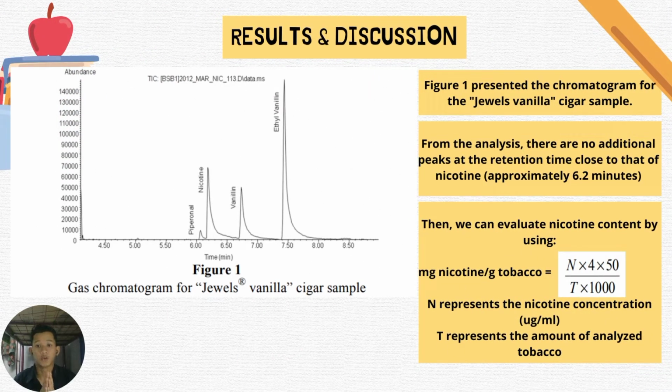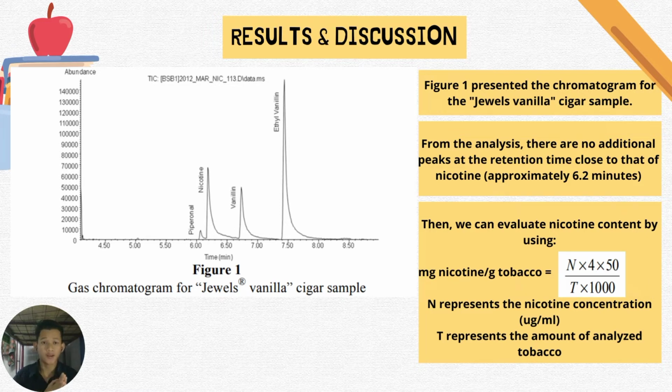Okay, we continue to the results and discussion part. As you can see in Figure 1, the gas chromatogram for the Joule's vanilla cigar sample. From the analysis, there are no additional peaks at a retention time close to that of nicotine, approximately 6.2 minutes.